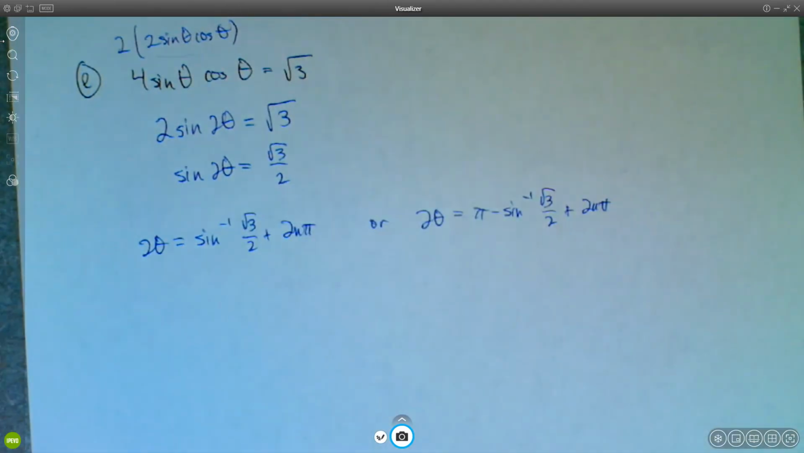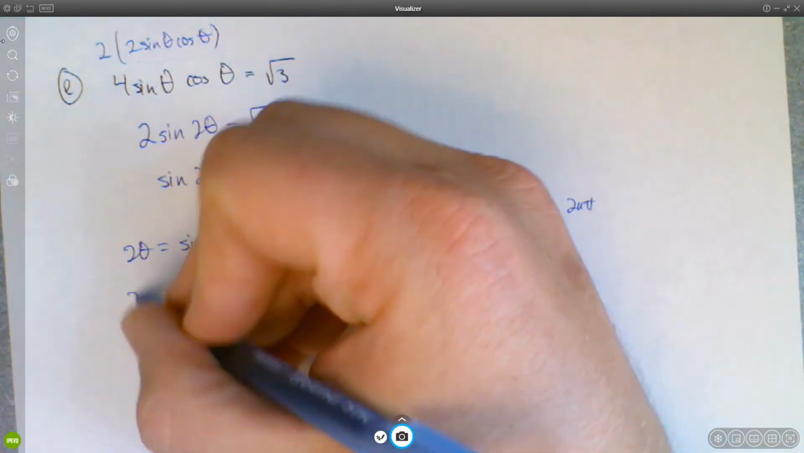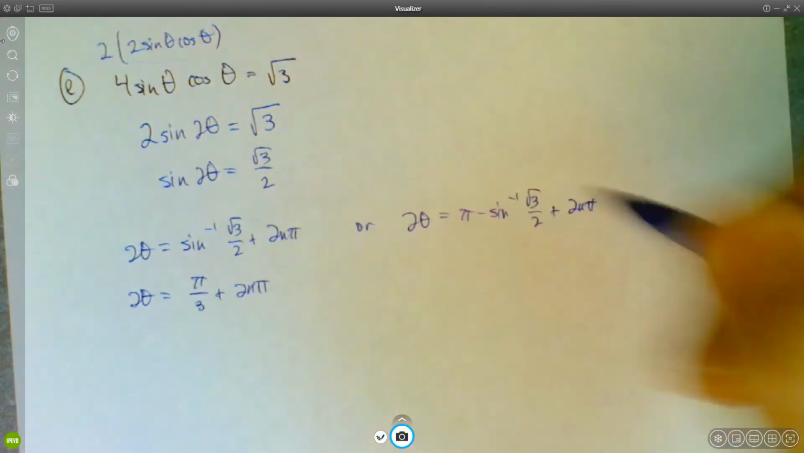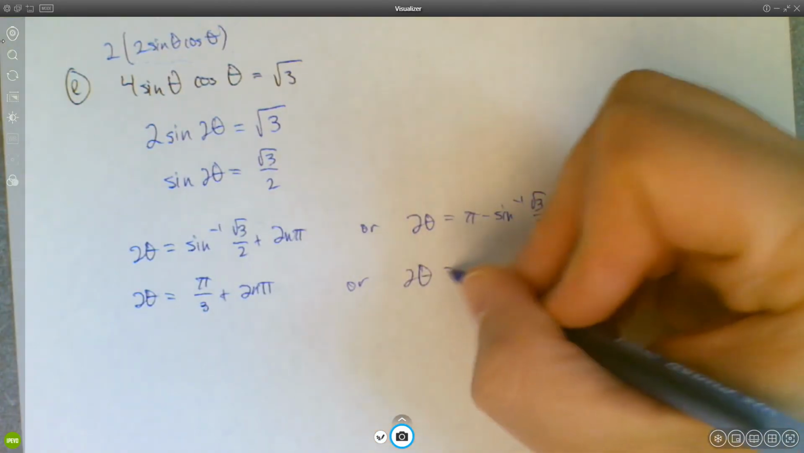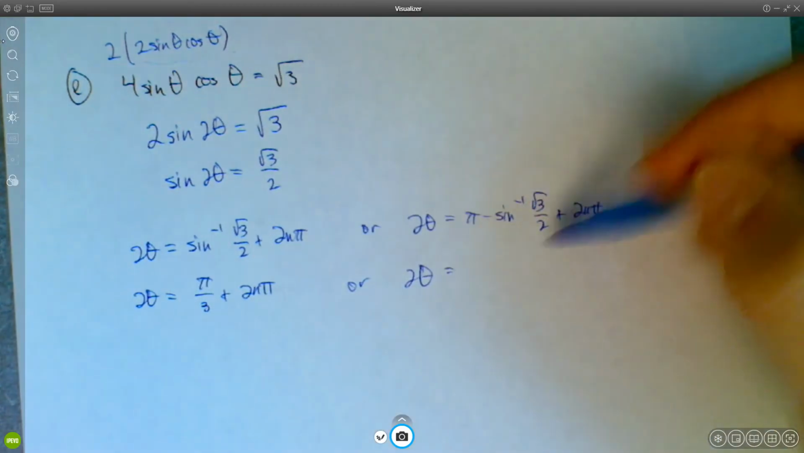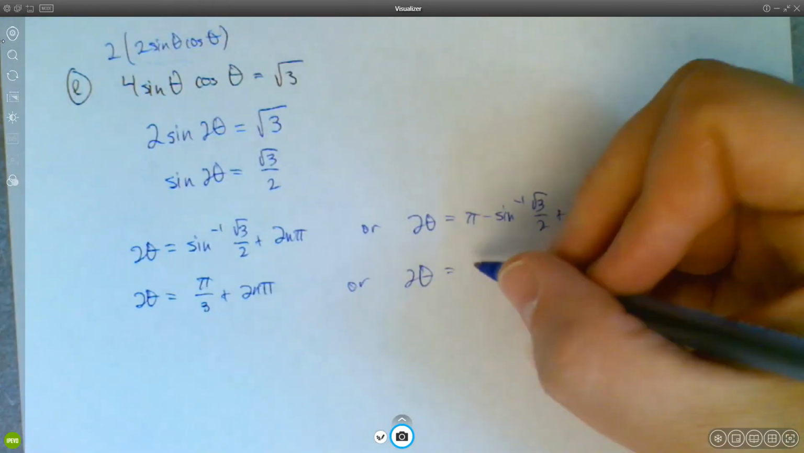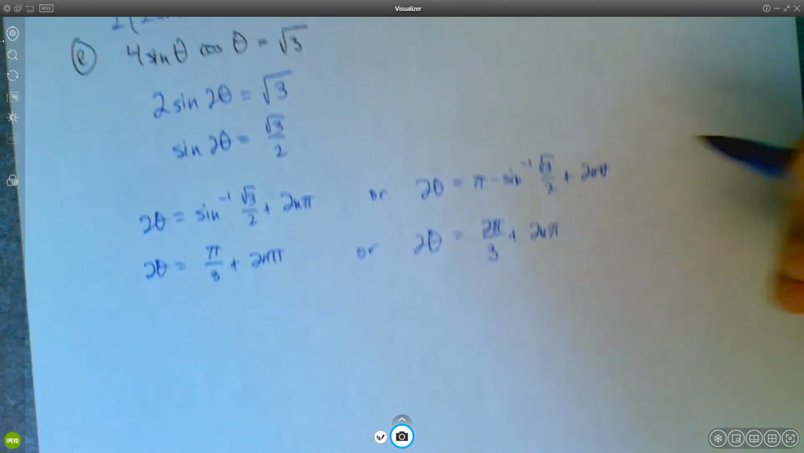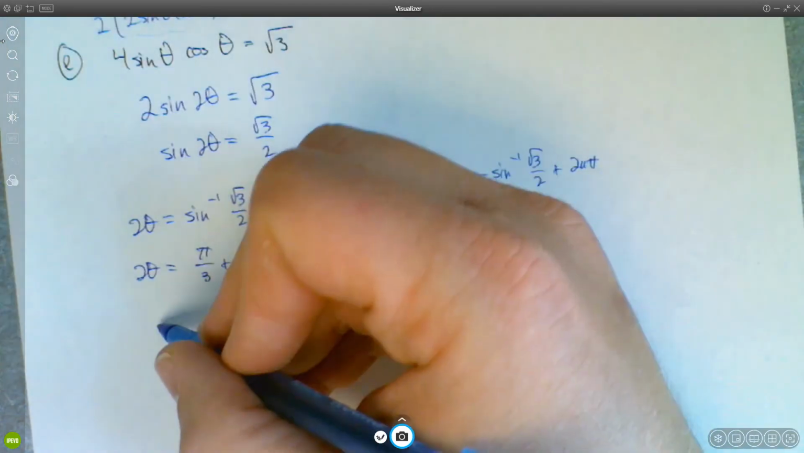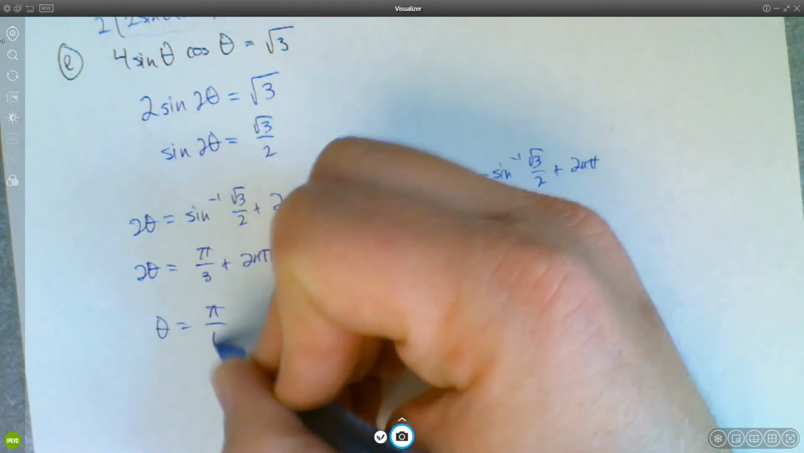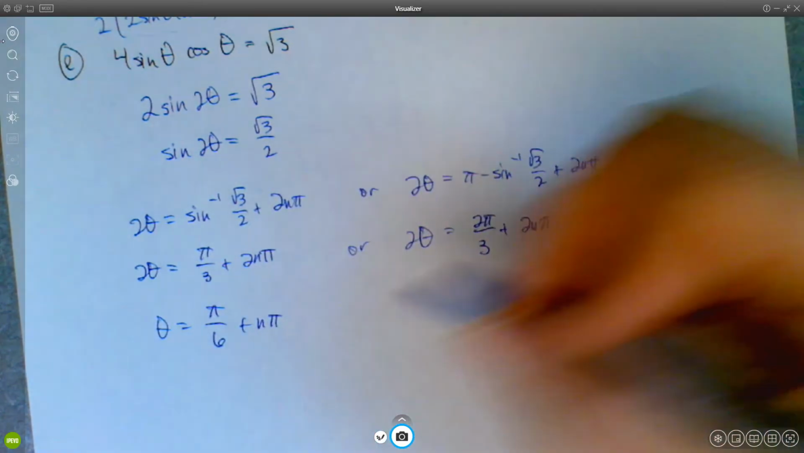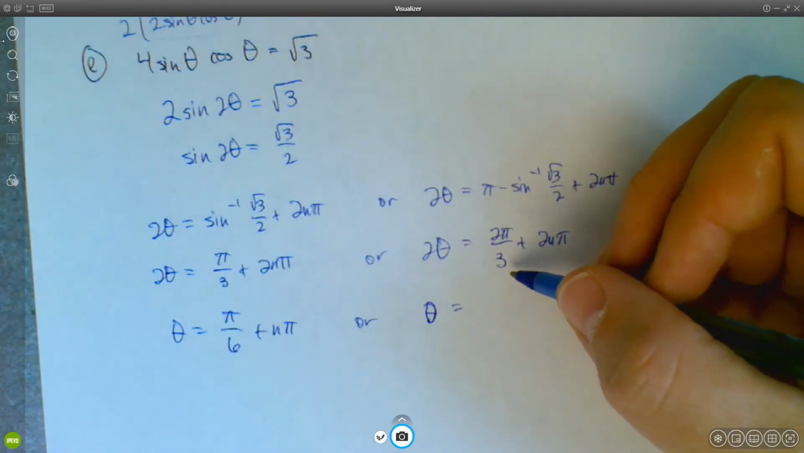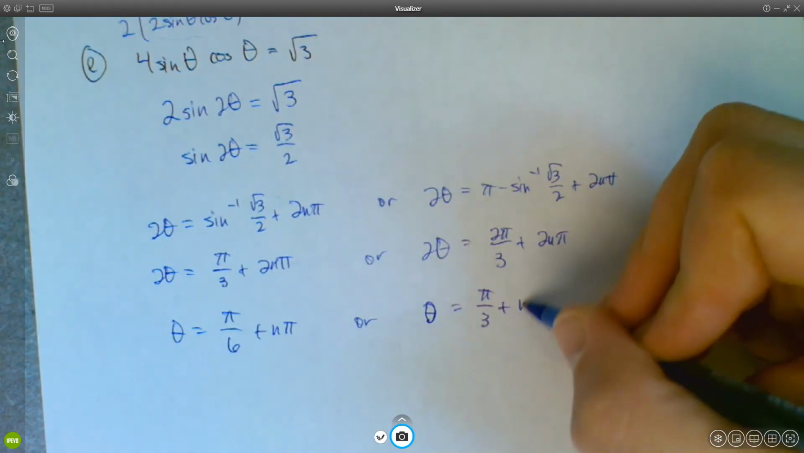Sine inverse of root 3 over 2 is pi over 3. And then pi minus pi over 3, so that's 3 pi over 3 minus pi over 3, so 2 pi over 3 over here. And now when we divide through by 2 in order to finish solving for theta, we're going to get pi over 6 plus n pi, or theta equals pi over 3 plus n pi.